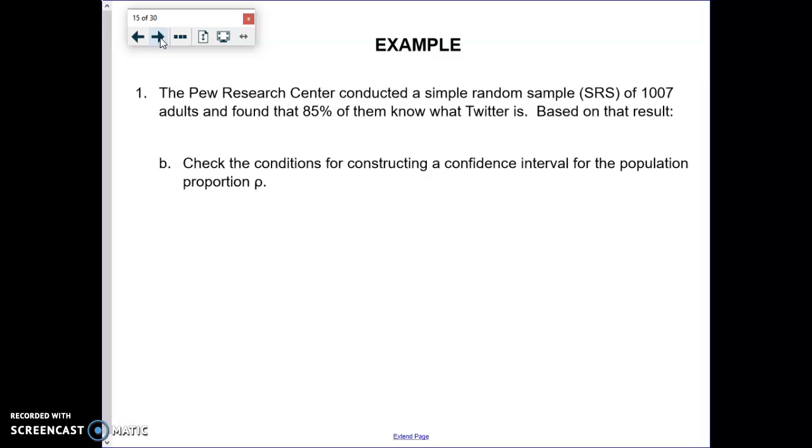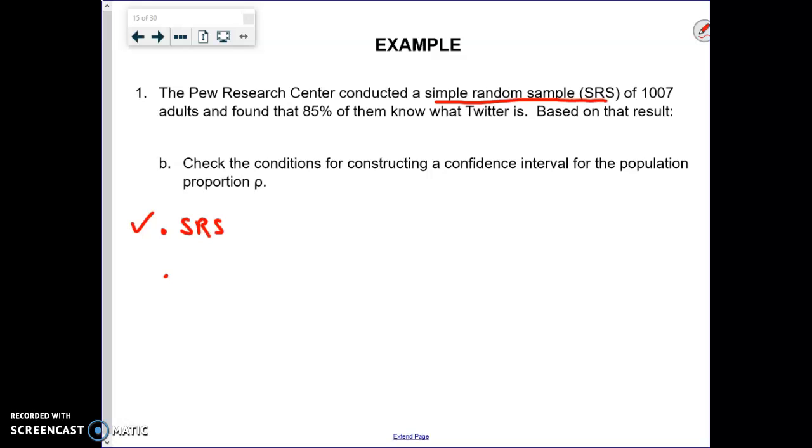Again, let's go back to our Pew Research sample. They did a simple random sample of 1,007 adults and found 85% of them know what Twitter is. Based on that result, let's check the conditions for constructing a confidence interval for p, the population proportion. First off, number one, the sample has to be random. It says right here, a simple random sample. So condition number one has been met.